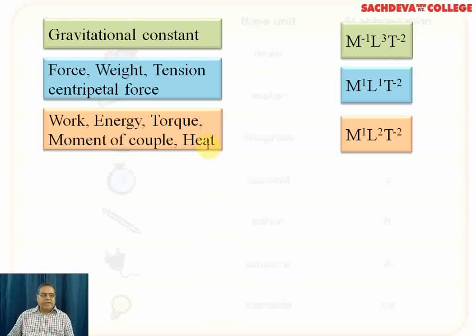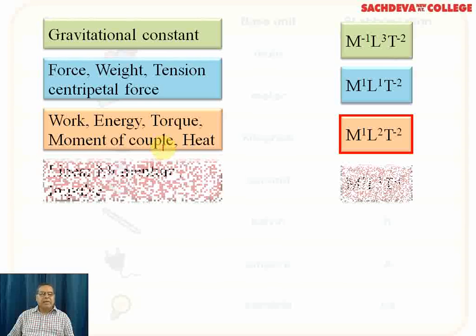Well, torque is calculated by the formula force into perpendicular distance. So we put the dimensions of force, then we multiply it with the dimensions of length. And if we write, moment of couple will be force into perpendicular distance. So we put the dimensions of force and displacement, and the dimension comes to be M L^2 T^-2.